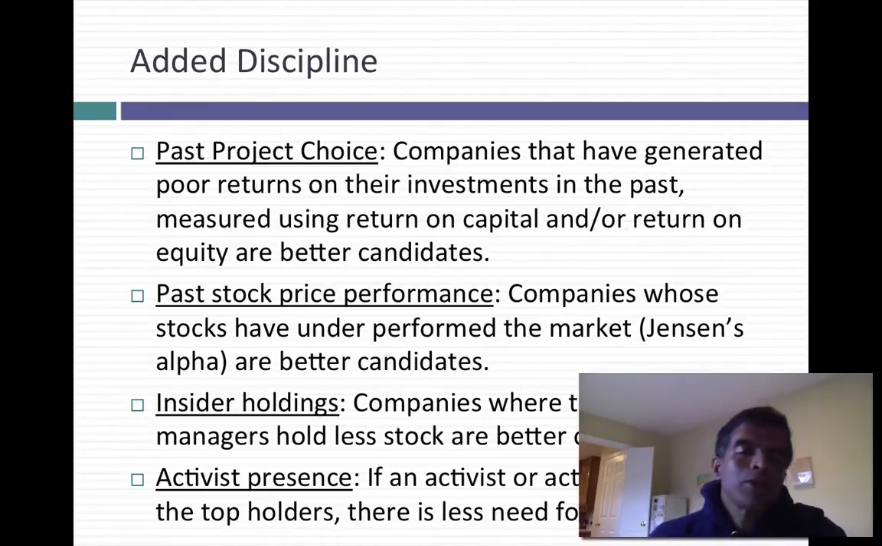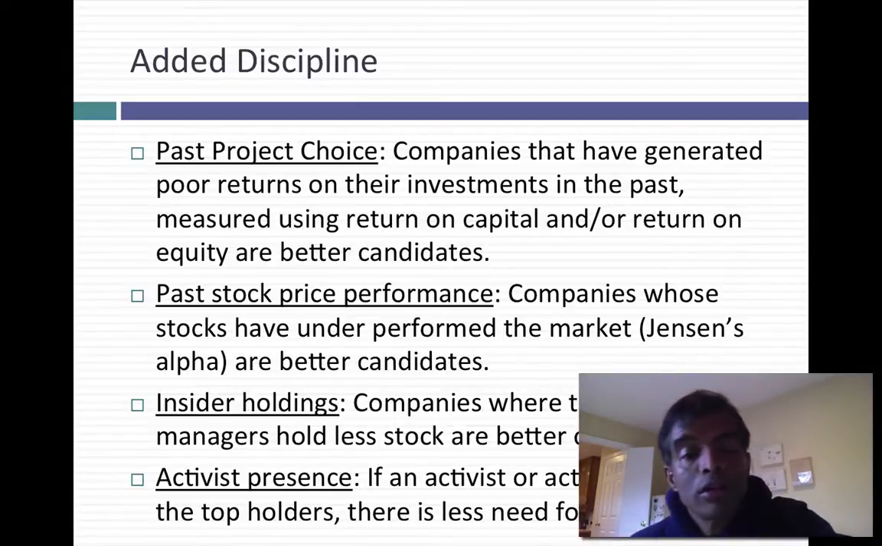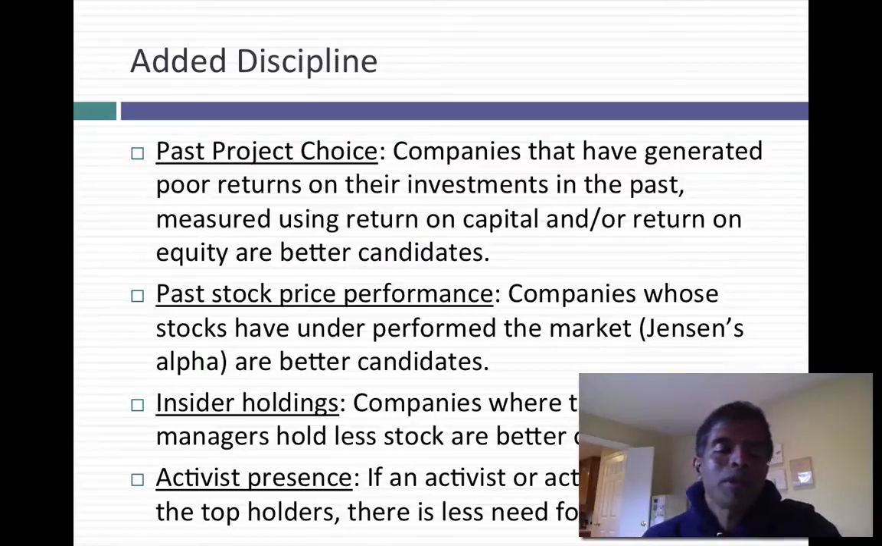First, you can look at the past project choice. The worse the projects are that a company has picked historically, the more you're going to push that company to borrow money to fund its projects because discipline is such a big part of it. I mean, you need to be disciplined only if you're not taking projects well in the first place. You should probably also look at past stock price performance. To the extent that bad projects feed into bad stock price performance, a company that has underperformed the market, remember we talked about Jensen's Alpha as one measure for this, is a better candidate for borrowing money than companies that are already outperforming the market.